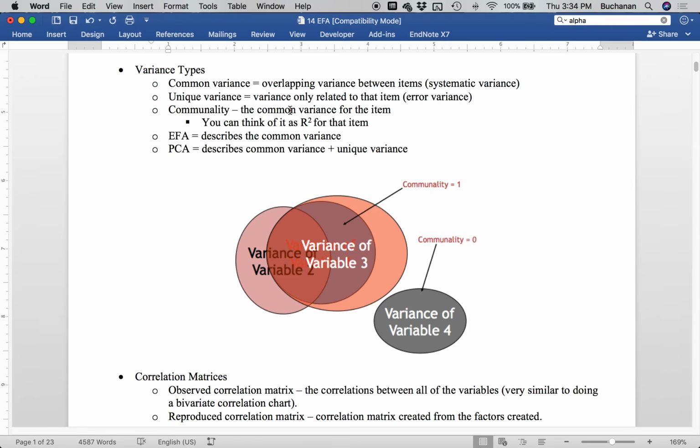so it's the error variance. And I stole this picture from the Andy Field book, where communality is the variance that overlaps with other variance. So it's kind of like R squared for each item. So variable 1 here, which is completely subsumed by variable 3 and 2, has a communality of 1 because all of its variance is shared somehow with other variables. Variable 4 here, though, is mostly only unique variance, and so its communality is 0. And so in PCA, we're going to look at all of the variance, but in EFA, we're going to ignore this unique variance. It's going to be considered error.